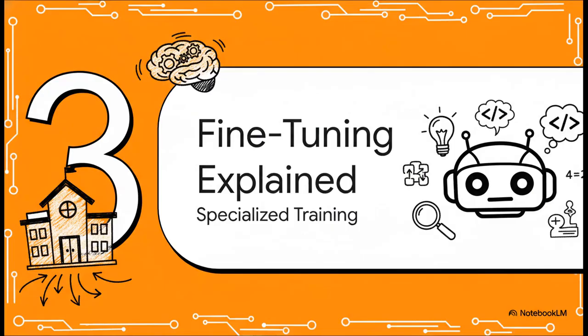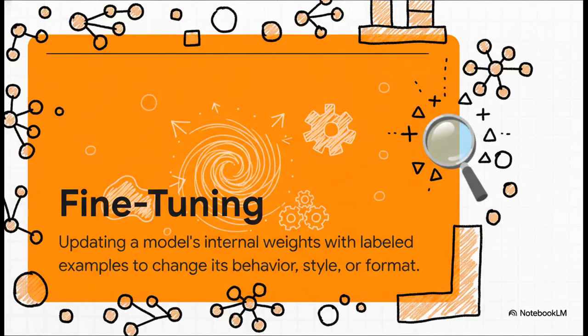Okay, now for solution number 2, fine-tuning. And if RAG is that open book exam, think of fine-tuning as sending your AI to a super specialized grad school. This isn't about facts, it's about teaching it a new skill, a new personality. This is a much, much deeper process. With fine-tuning, you're actually changing the model's internal wiring, what we call its weights.